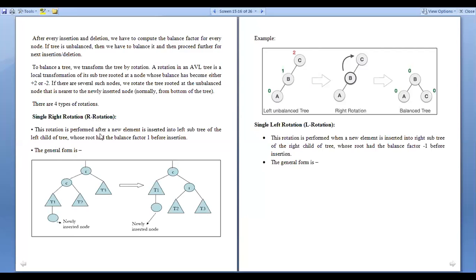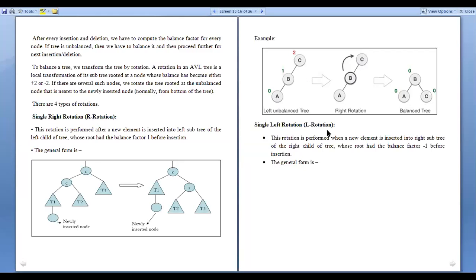See, the rotation is performed after a new element is inserted into the left subtree, where we are inserting an element into the left subtree of the left child of the tree, correct? You are inserting in the left subtree of the left child, so definitely the root has become imbalanced. That time you have to do rotation. We will see an example again, with a big example, so that you will understand better. But whatever we have seen yesterday with the small example, is it clear?